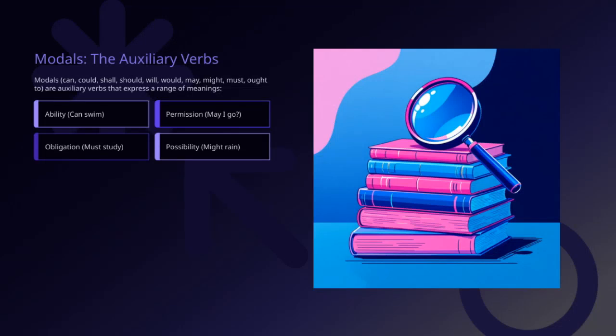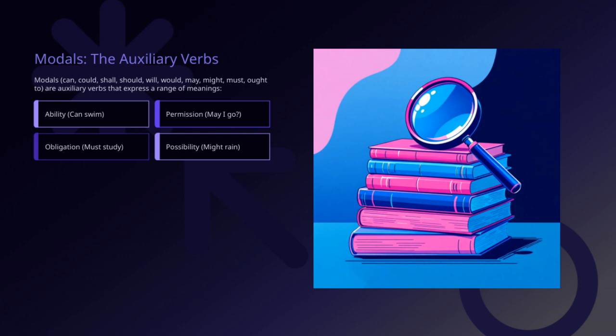Now, let's look at some examples of how modals are used in everyday language. For instance, we might express possibility when we think something might happen, like "it might rain today." When asking for permission, we use "may I go" to politely request. For obligation, such as studying, we say "must study" to show it's necessary. And when talking about ability, we might say "can swim" to express that someone has the skill.